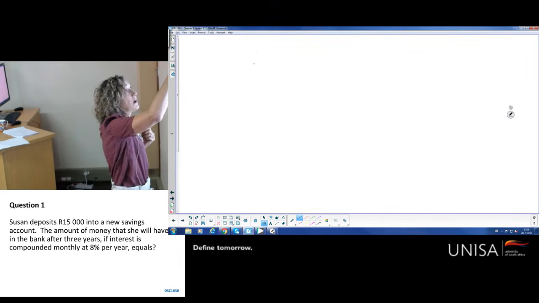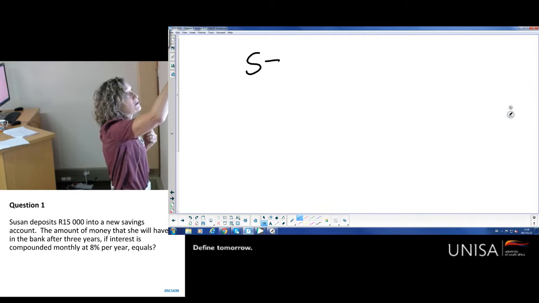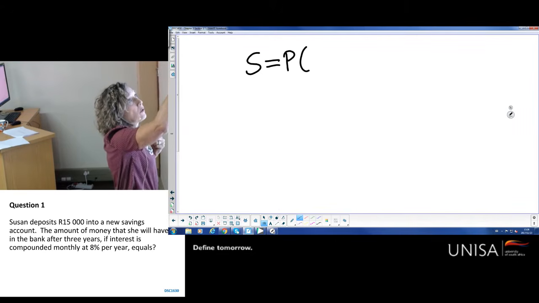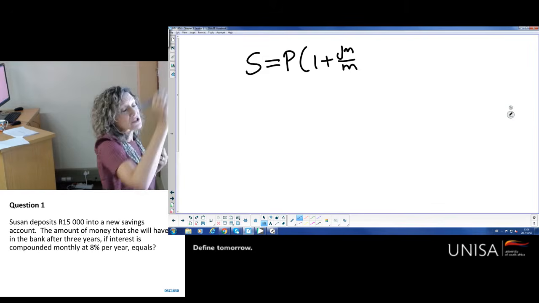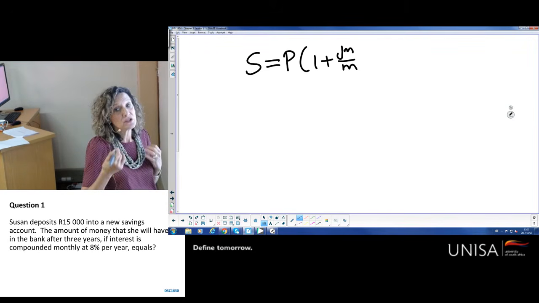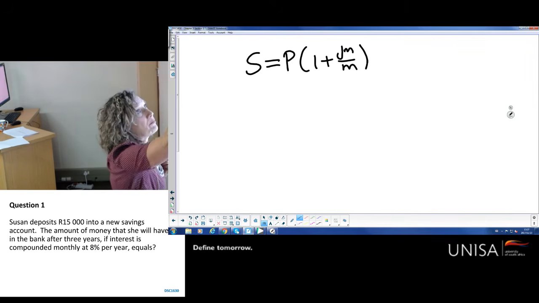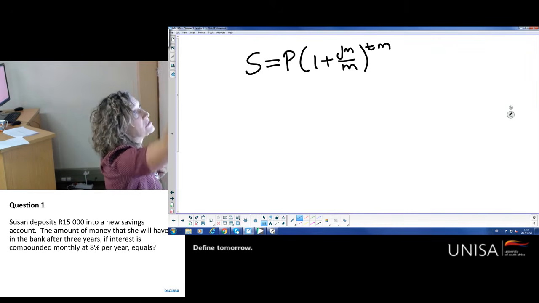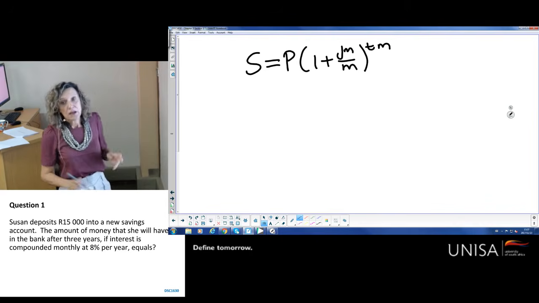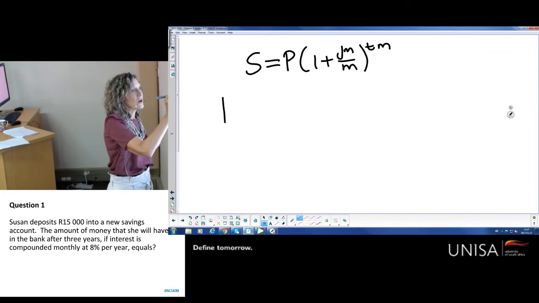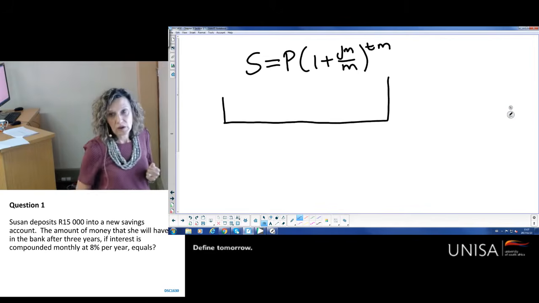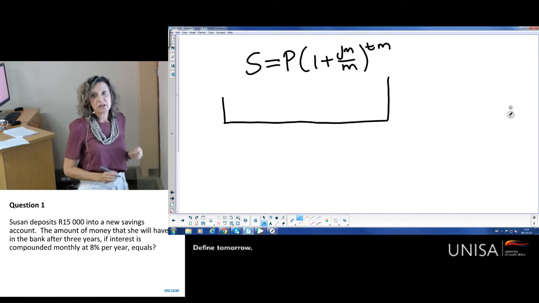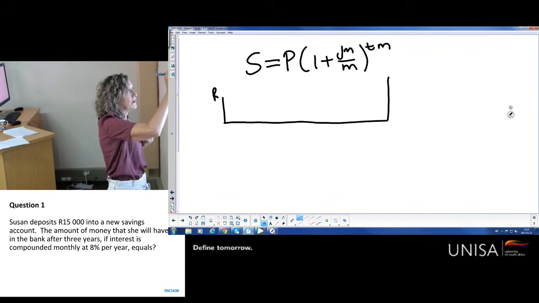So we write down S equals P(1 plus Jm over M) to the power of T times M. We just call the interest rate Jm, which is a nominal interest rate. It's a yearly rate, right? Now, firstly, we then draw our timeline. Right. She deposited 15,000 when? Now.